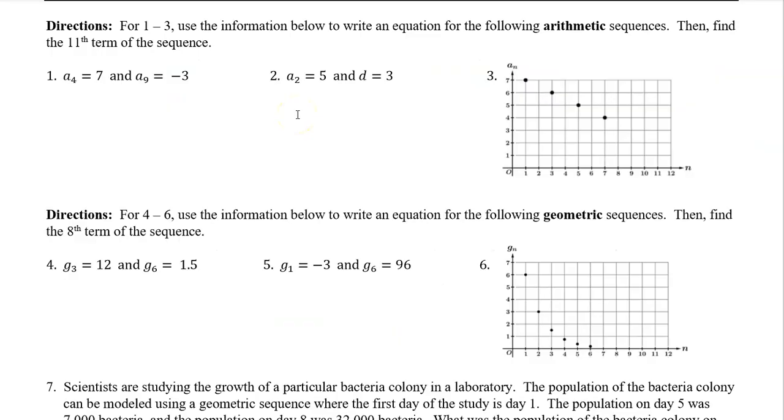For 1 through 3, use the information below to write an equation for the following arithmetic sequences. Then find the 11th term of the sequence. Number 1, a at 4 equals 7, and a at 9 equals -3.